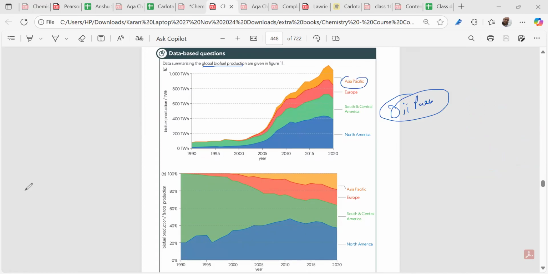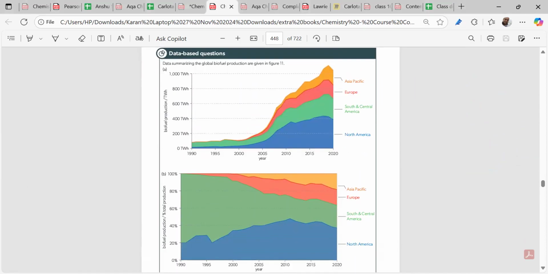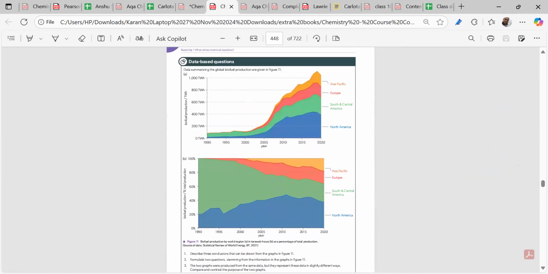Now, the biofuel production graph might come in paper 1B, where you can understand that. So this was all about the biofuels in IBDP chemistry. Thank you.